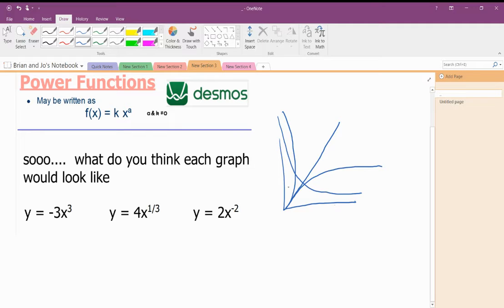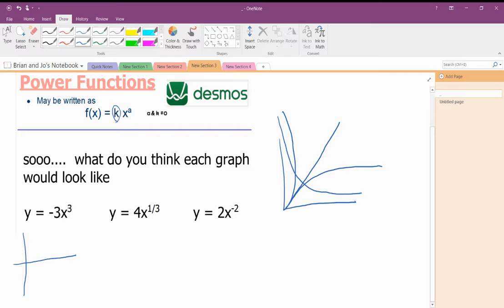Now, as soon as I change my a value that's in front, or my k value in this example, that leading coefficient, if that's negative, there will be a reflection going on. Okay, so on your homework, what you're going to have to do is I'm going to give you just the right half of the graph.